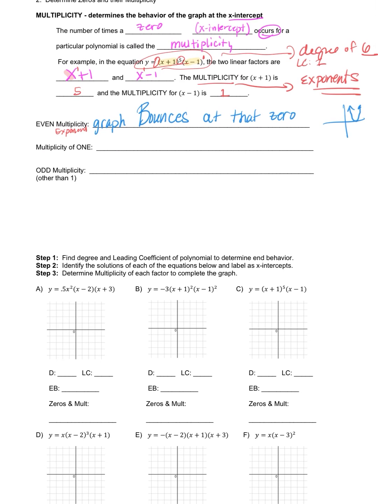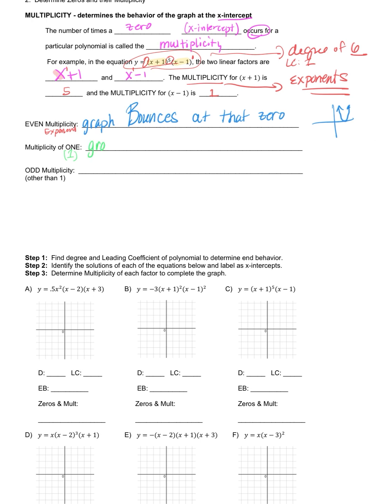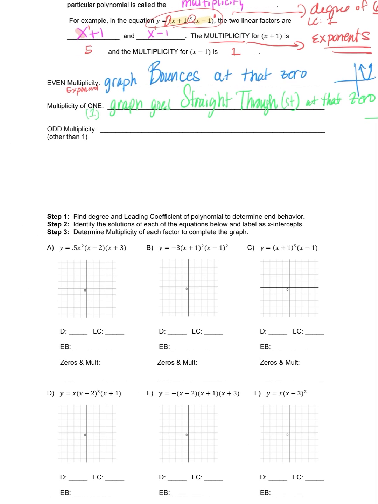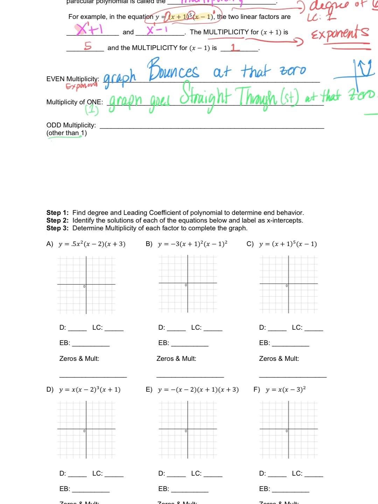Okay, now, multiplicity 1, literally the multiplicity of the number 1. So for this, that would be that second one we have, okay? So the graph goes straight through at that 0. Usually I abbreviate ST when I'm doing stuff. Straight through, I'll just put it here, at that 0. So for example, you would have something like this, going straight through at that one, okay? Straight through.